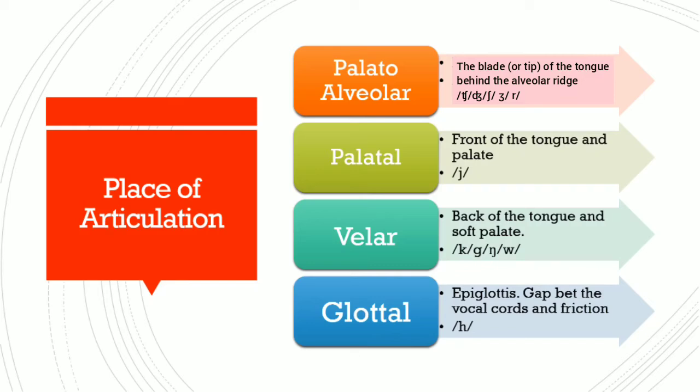For example, the sound ch. In this case, it's an affricate sound, remember? That's the way in which the air goes out. And the place of articulation is palato-alveolar. So it's affricate and palato-alveolar.